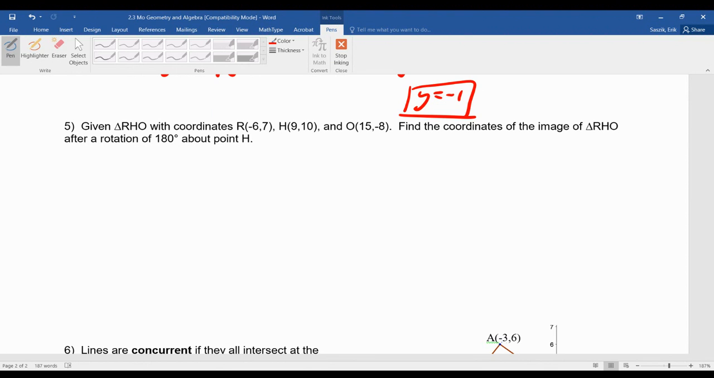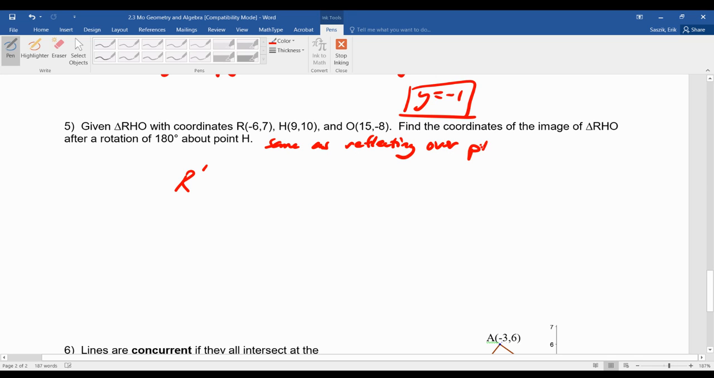I mean, just think about this for a second. Find the coordinates of the image of RHO if you rotated the triangle 180 degrees about point H. So my R prime, rotating 180 degrees about point H is the same as reflecting over point H. That makes H the midpoint of the segment R to R prime, which is the new point. Okay? So we can actually do this pretty easily.